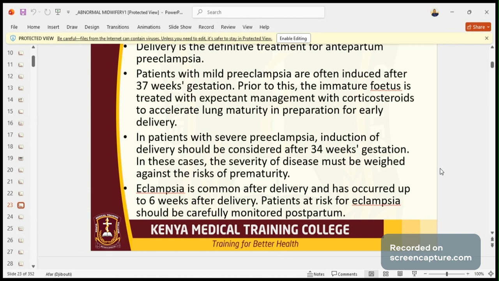So, eclampsia commonly occurs after delivery and has occurred up to 6 weeks after delivery. So, patients at risk of eclampsia should be carefully monitored postpartum. Okay.